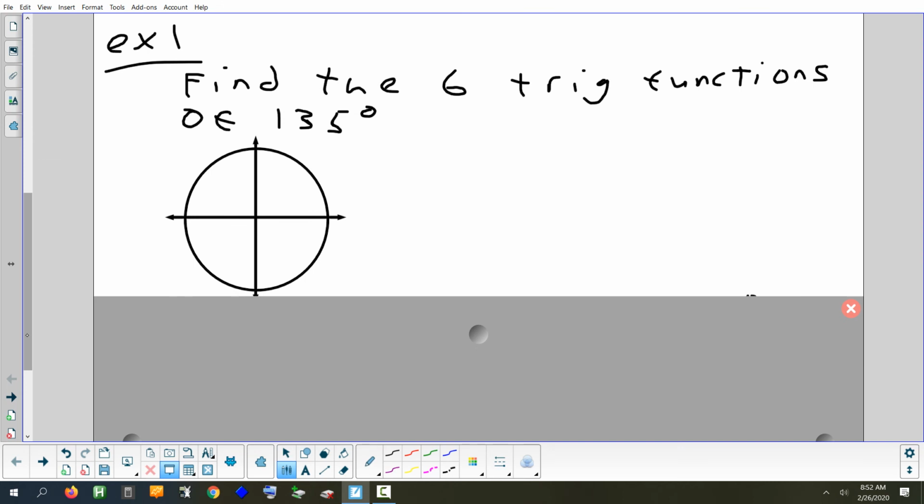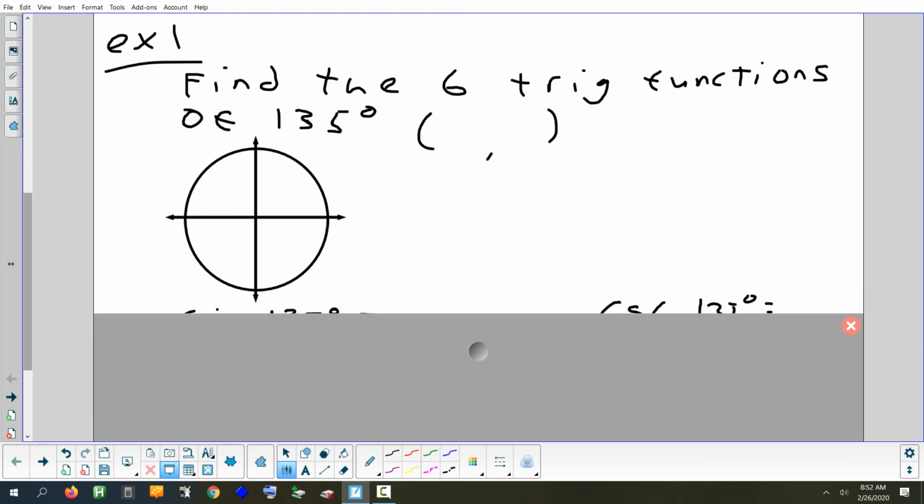All right. So Michael, anytime we want to do trigonometry on the circle and they give us the angle, what's the first thing that you have to figure out? Coordinates. You've got to figure out the coordinate. Yep. Once we know the coordinate, this is exactly the same as what we've done all week. You just have to figure out the coordinate.